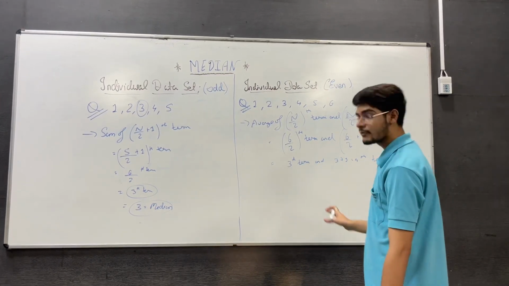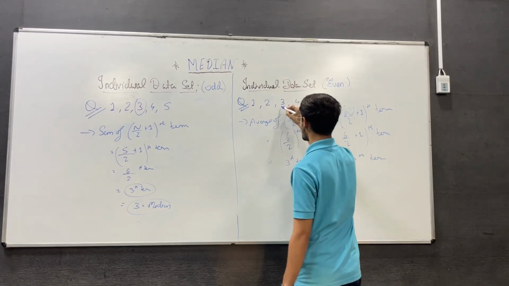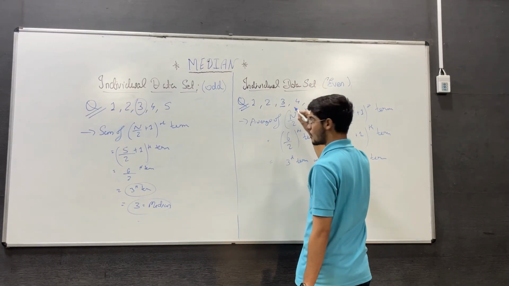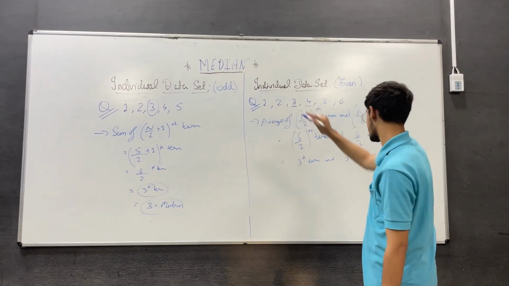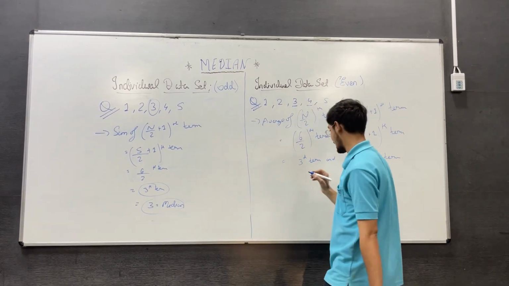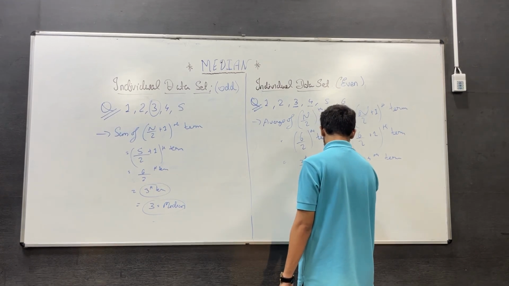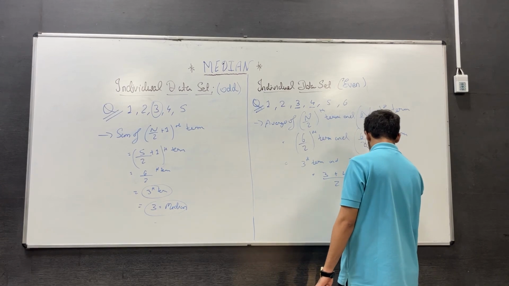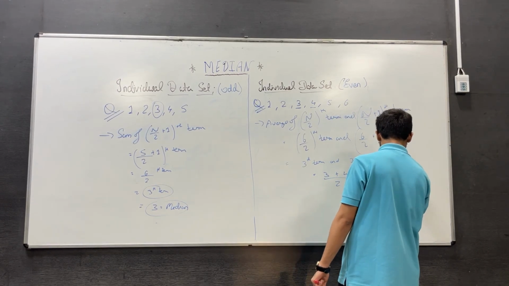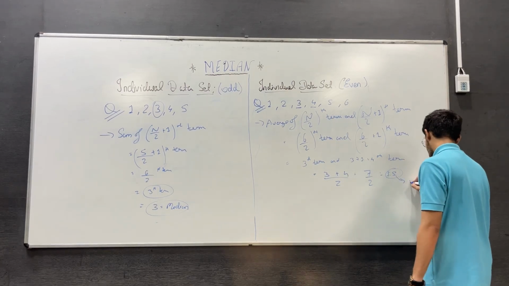We have to check which are the third and the fourth terms. The third term here is 3 and the fourth term is 4. We need to take the average of both of these terms. So we will do 3 plus 4 by 2, which is 7 by 2, which is 3.5. So here 3.5 is our median for this data set.